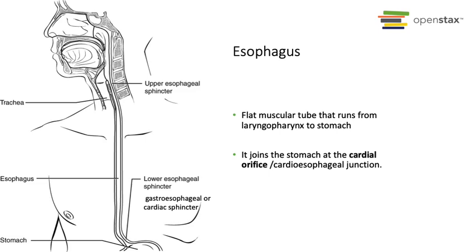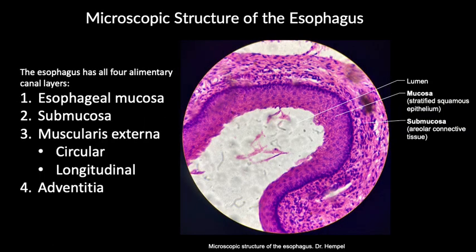The upper esophageal sphincter controls food movement from the pharynx to the esophagus. The lower esophageal, gastroesophageal sphincter controls food movement from the esophagus to the stomach. The cardia is the portion of the stomach surrounding the cardioesophageal junction, or cardiac orifice, which is the esophagus opening into the stomach. Here, we see the microscopic structure of the esophagus.